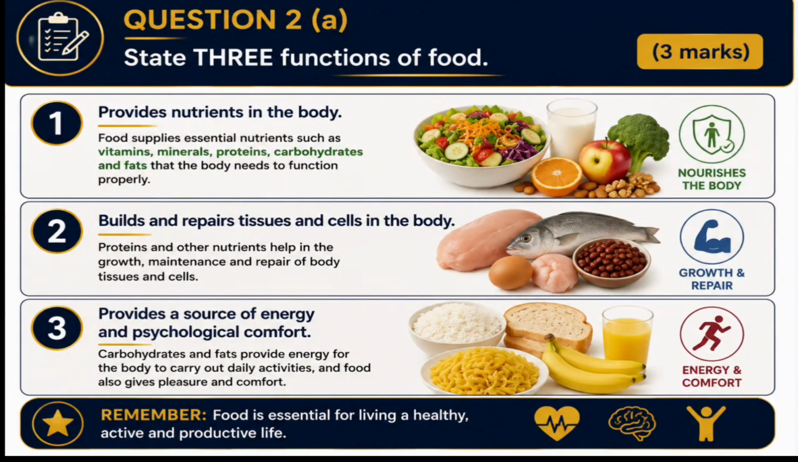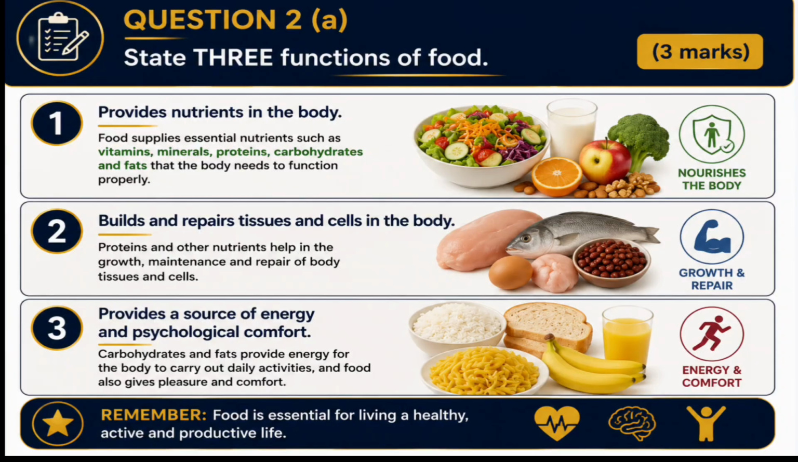Question 2a, state 3 functions of food. 1, it provides nutrients in the body, right? Now, food supplies essential nutrients such as vitamins, minerals, proteins, carbohydrates, and fats that the body needs to function properly. Good. 2, builds and repairs tissues and cells in the body. Protein and other nutrients help in the growth, maintenance, and repair of body tissues and cells.